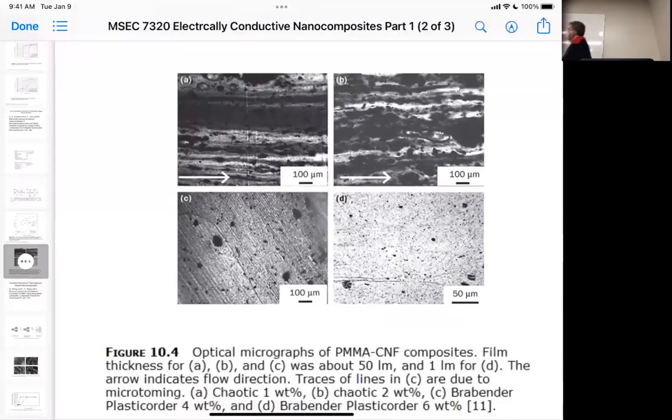So this is what they saw. This is optical microscopy. They saw in the chaotic, they had laminar shear zones. And the nanomaterial was collecting in the laminar shear zone. So they were all ordered in that direction. There's almost no order in the Brabender. We don't see anything. We see little individual particles dispersed. There's no order here. Most of the material is in that direction as well. So that's why they saw such a much lower percolation threshold, much higher conductivity, and bigger difference in the transverse electrical properties.